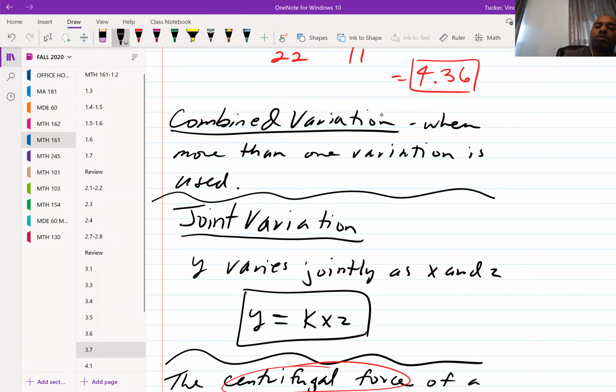All right. So find the centrifugal force of an 18-gram body moving in a circle with radius of 100 centimeters at a rate of 1 revolution in a second.